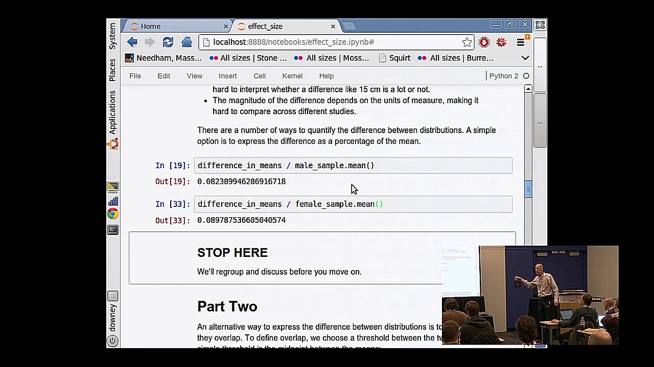This particular choice is nice because people understand percentages. If I say that two things differ by 10%, we kind of get that. One drawback is that in an example like this, it's not obvious what the denominator should be. So if I say that men are taller by X%, or if I say that women are shorter by X%, it's going to be a slightly different number. In this case, it's not a wildly different number, so it might be okay. There are other examples where it's a very different number.